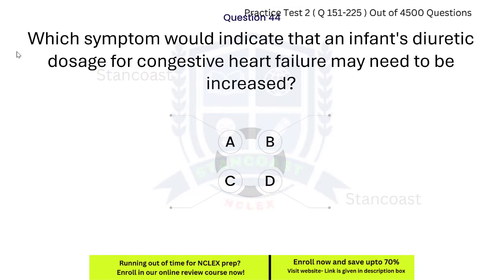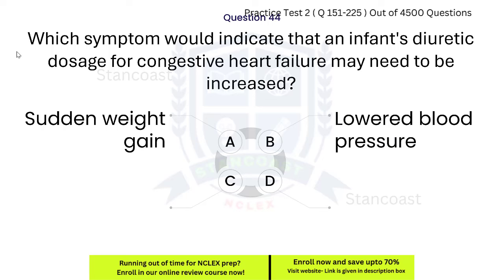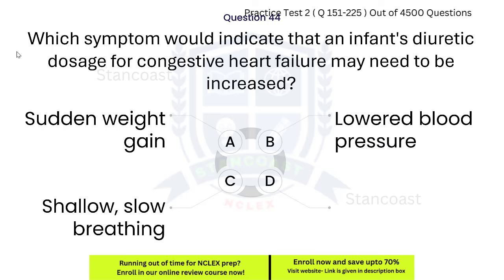Next up, which symptom would indicate that an infant's diuretic dosage for congestive heart failure may need to be increased? A. Sudden weight gain. B. Lowered blood pressure. C. Shallow, slow breathing. D. Decreased heart rate. Think about the signs of fluid retention in infants. The correct answer is A.